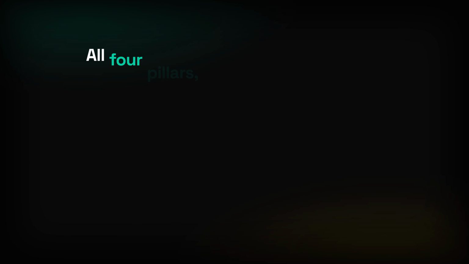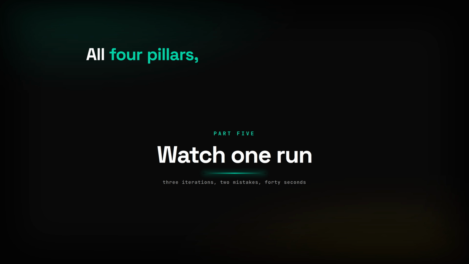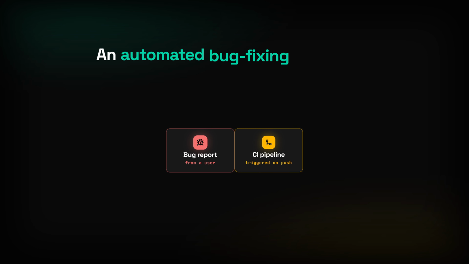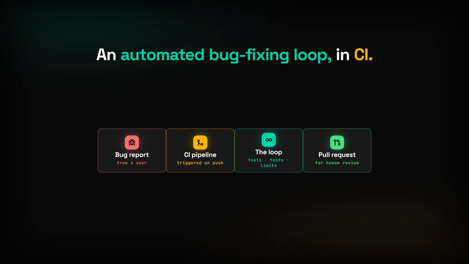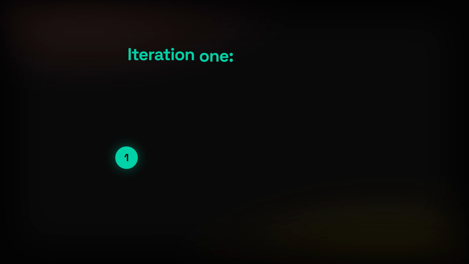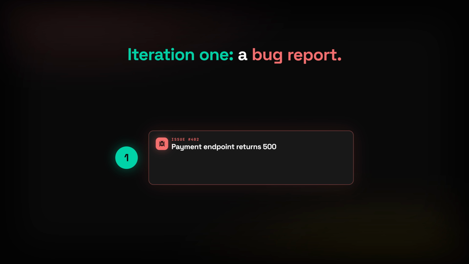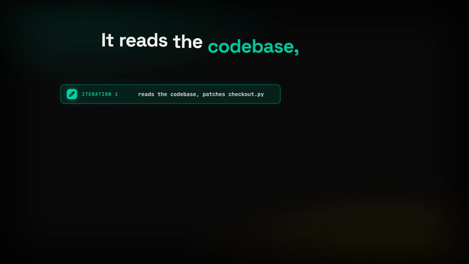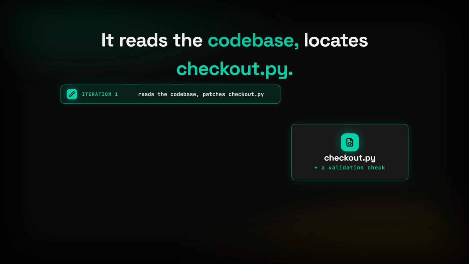To see how all 4 pillars come together in the real world, let's walk through a concrete step-by-step example. As in the animated interface, consider an automated bug-fixing loop running in a continuous integration pipeline. Iteration 1. The user submits a bug report. The payment processing endpoint throws a 500 server error when a user checkout currency is missing. The loop starts. The AI reads the codebase, locates checkout.py, and adds a quick validation check.